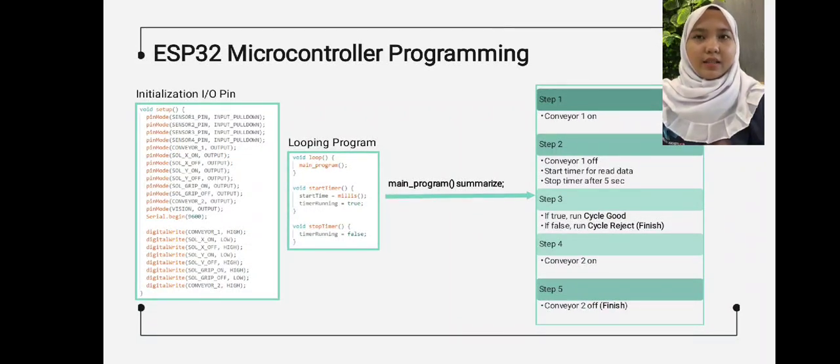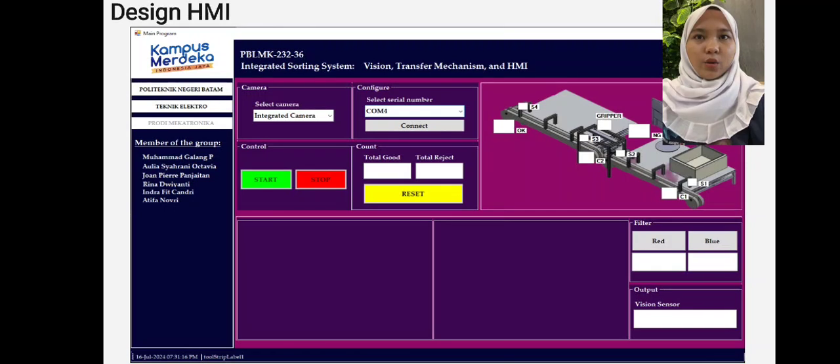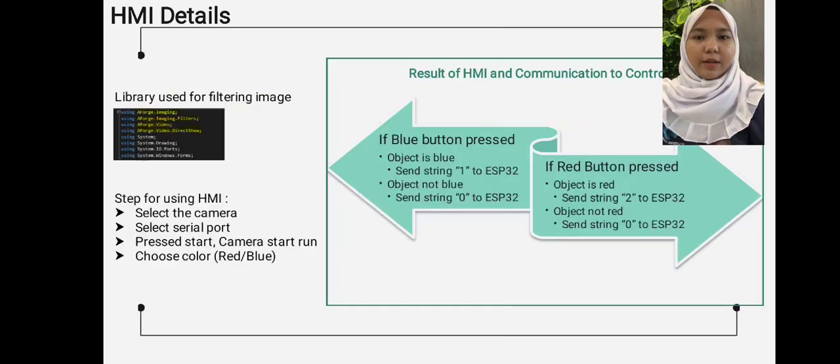And then this is the HMI design. We can see there are camera, configure, control, and count. Next, I will explain about the HMI details. Here we use libraries for filtering the image: aforge.imaging, aforge.imaging.filters, and aforge.video.